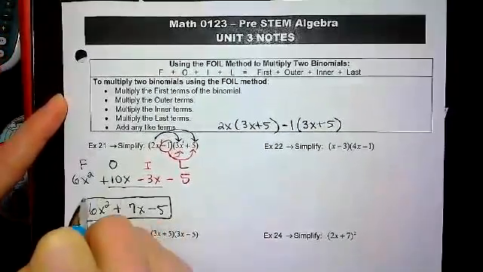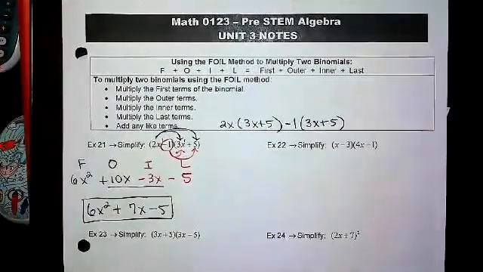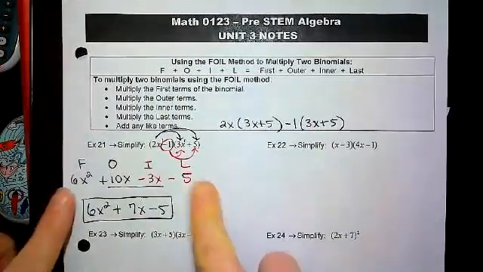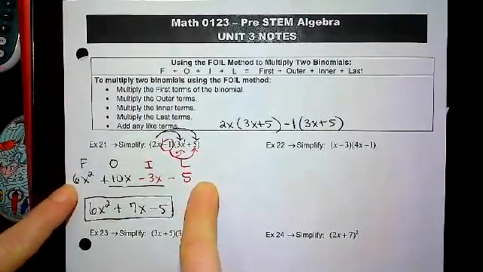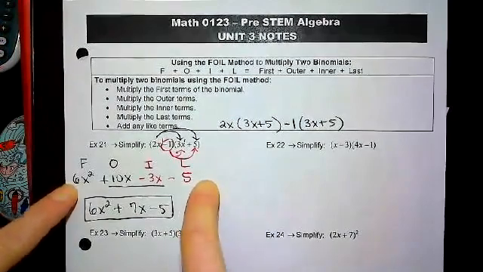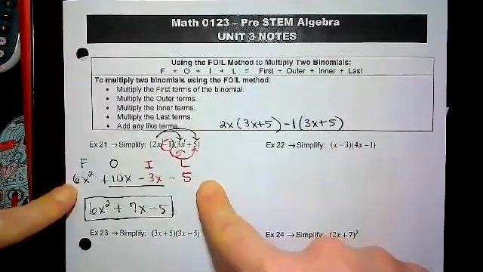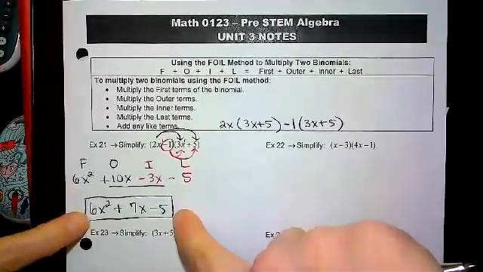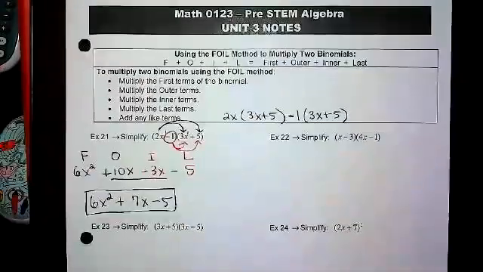So again, you're simply just distributing. It's just important to kind of understand FOIL because in math, there's always inverse operations. So later in this unit, you're going to learn how to take this back into that. So it's good to kind of understand FOIL.